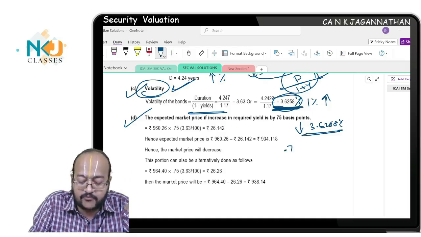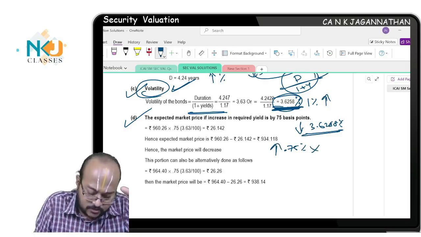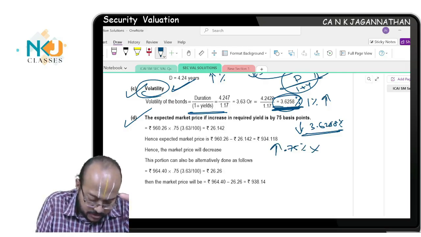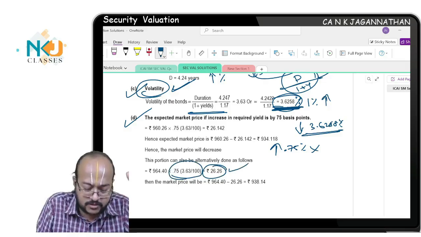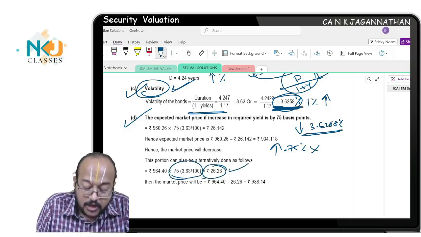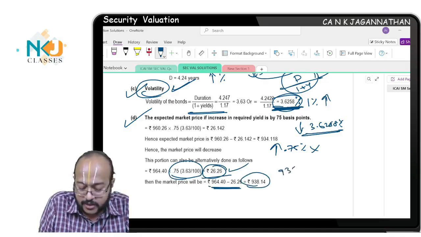If YTM increases by 0.75%, what will be the decrease? 0.75 into 3.6258, that is what they have given, which is 0.75 into 3.63% on average. 26.63 will be the decrease. If you reduce it from the current market price, this will be the approximate price. So 938.14 will be the approximate price.